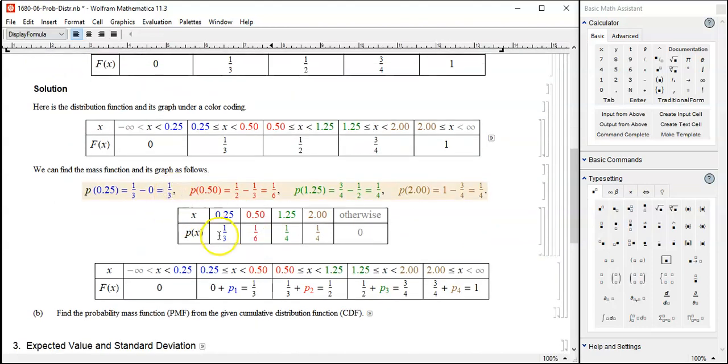We subtract, and that's a probability mass. We subtract, and that's a probability mass. And that's the mass function.